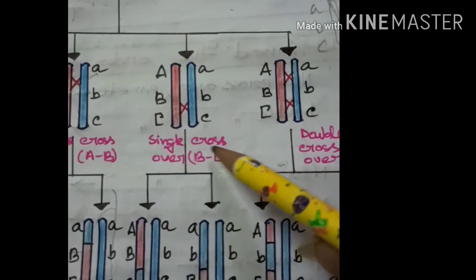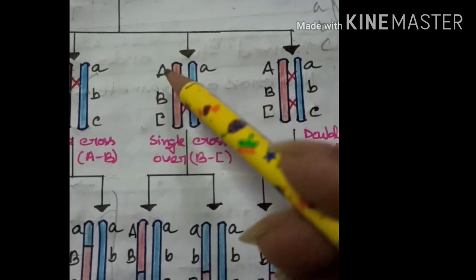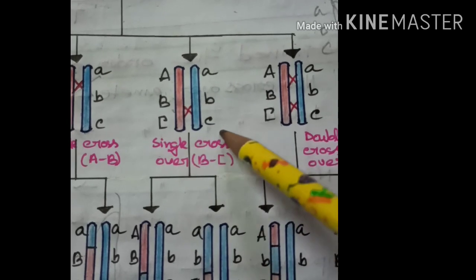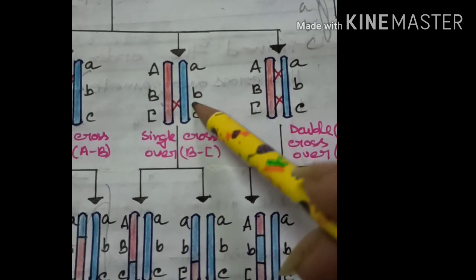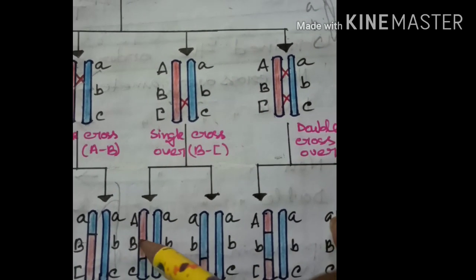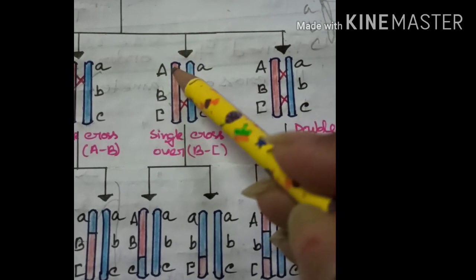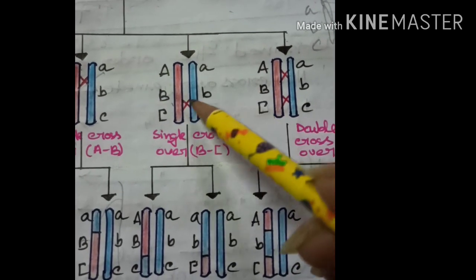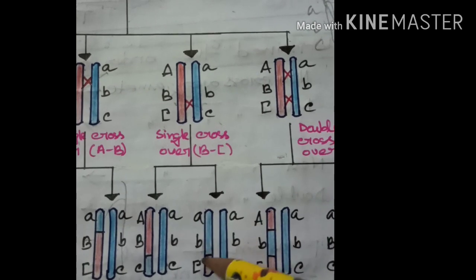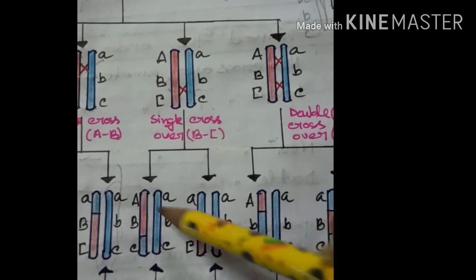Next, single crossover between B and C. Capital A, capital B and small c, and small a, small b and capital C. Then capital A, small b, small c, and small a, small b, capital C. And the rest of the chromosome comes from the other parent.